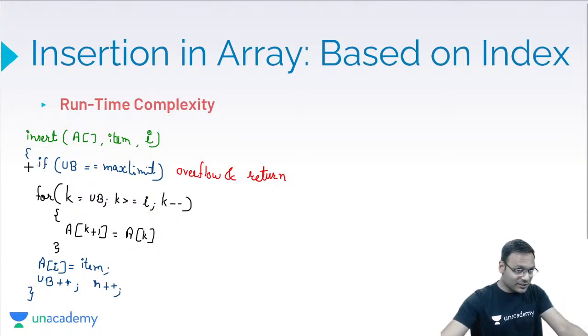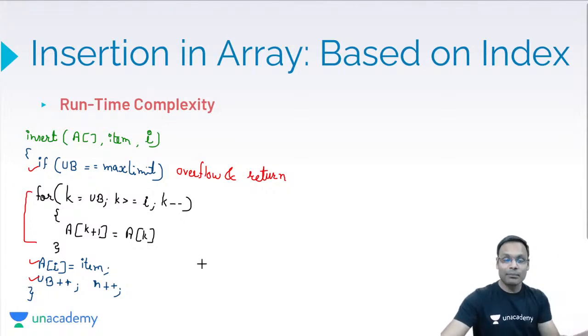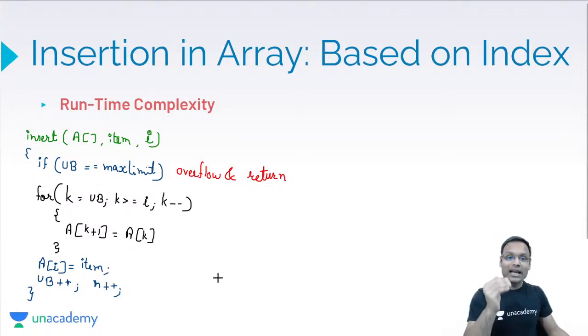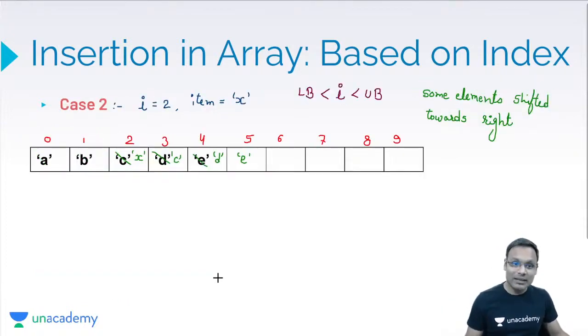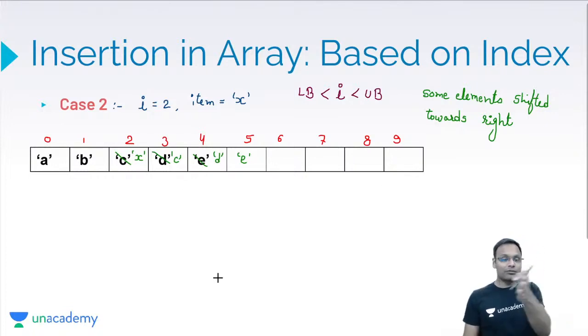Why? Just because this is a constant operation, but if this loop runs for a larger time, then the complexity will be larger. If the loop does not run at all, then it is constant time complexity, right? So how many times the loop runs is dependent on I. If I is some middle value like this, the number of shiftings is more, and the loop runs for some more time.